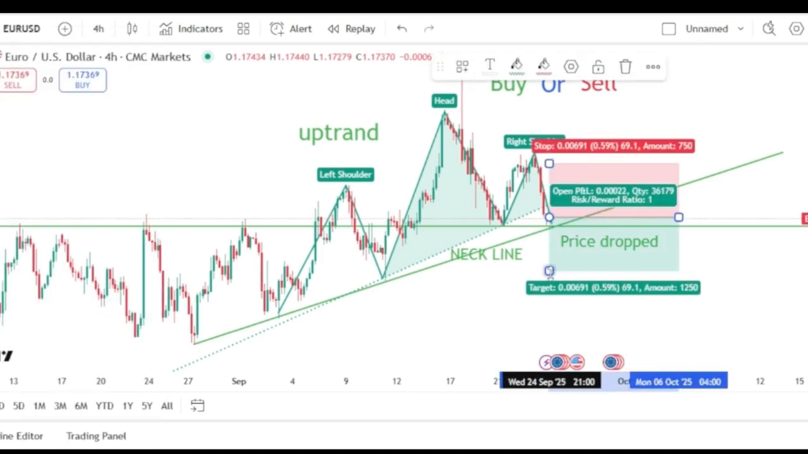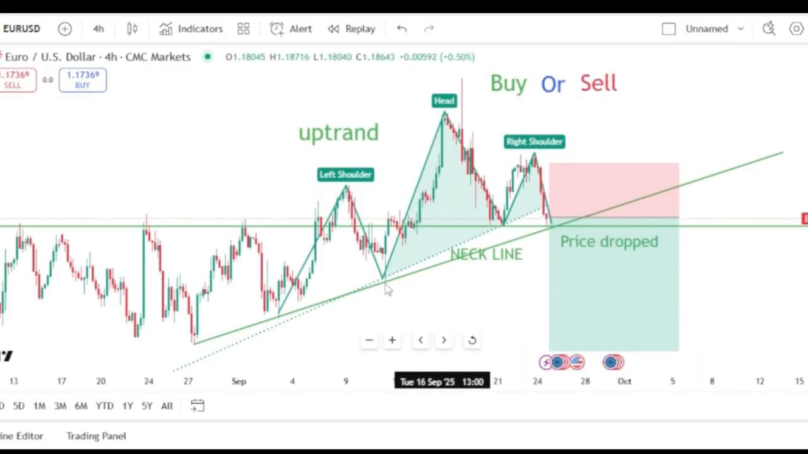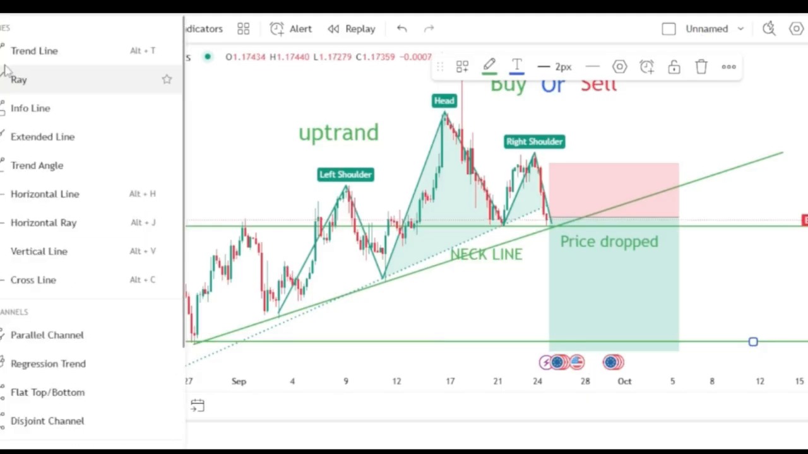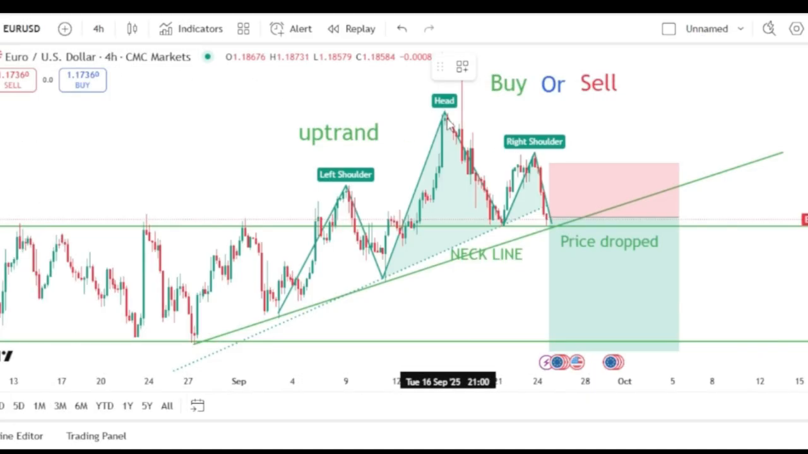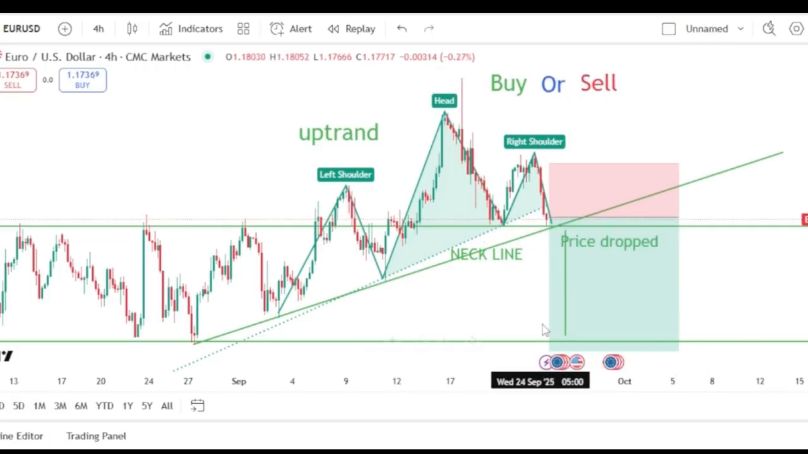So the risk to reward is looking pretty attractive, risking a small move above the right shoulder for a potential larger downside move. This head and shoulders on Euro USD shows that buyers are losing strength and sellers are stepping in. Remember, no pattern works 100% of the time, so always manage your risk properly.